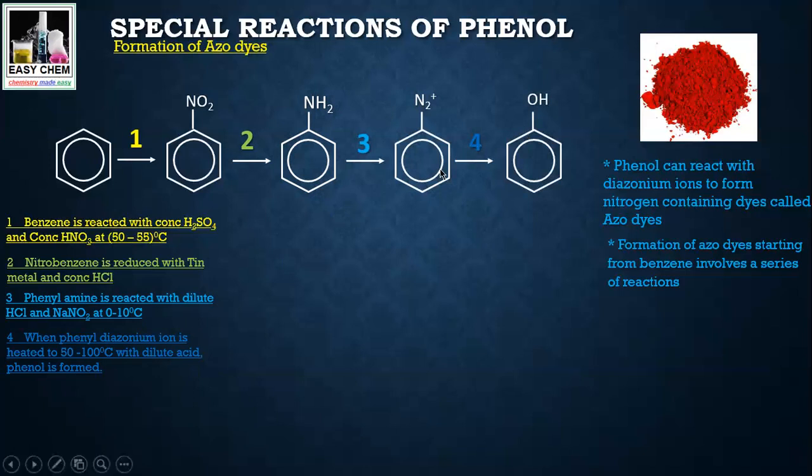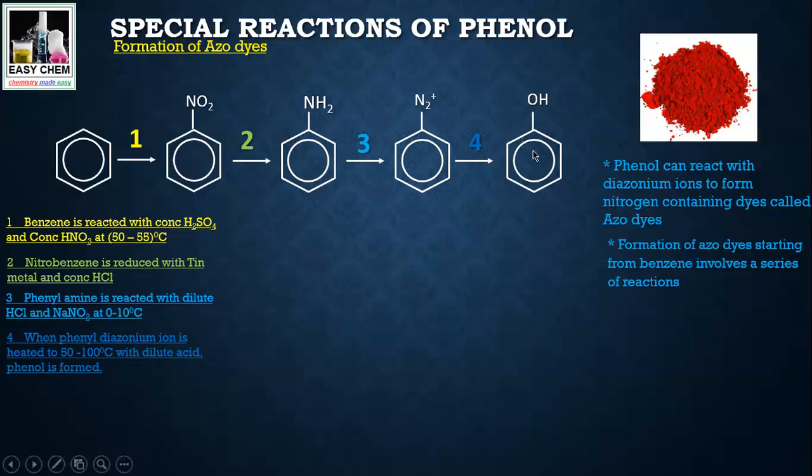Now what are we doing? We are on our way to make azo dyes. And the first point says phenols can react with diazonium ion. Okay, now we have phenol here. Where's the diazonium ion? Diazonium ion is here. Remember, diazonium ion is stable at very low temperatures, as low as 0 to 10 degrees Celsius.